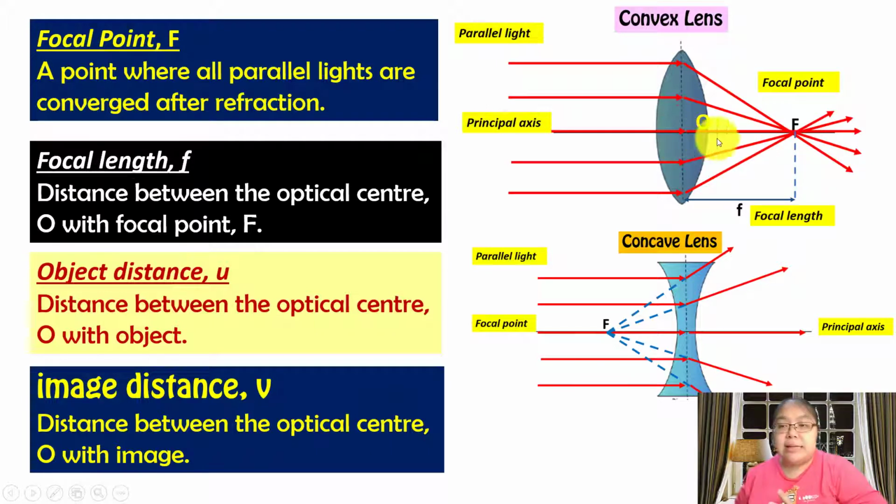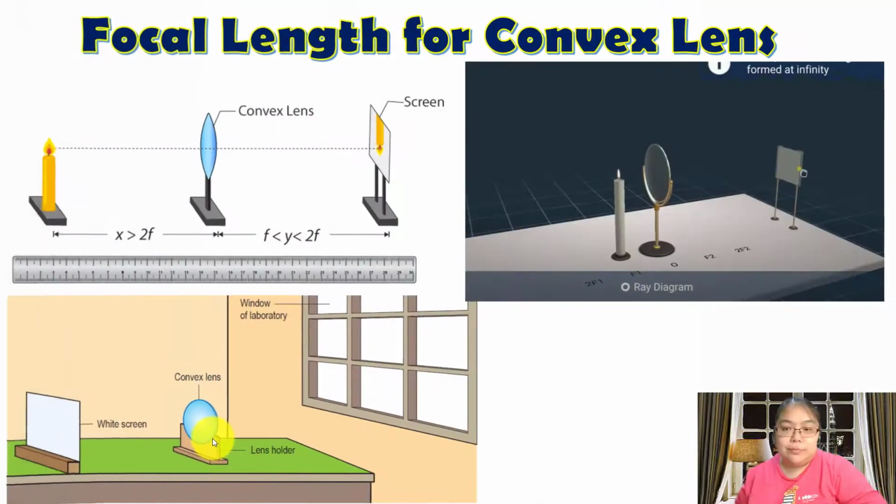So we call it the image distance. Remember, every time we count the distance, we must start from the O. O is the middle part. So from here, image distance is the distance between the optical center and the image.